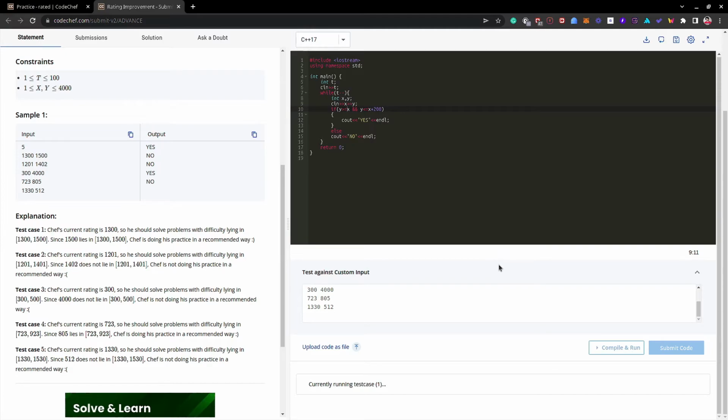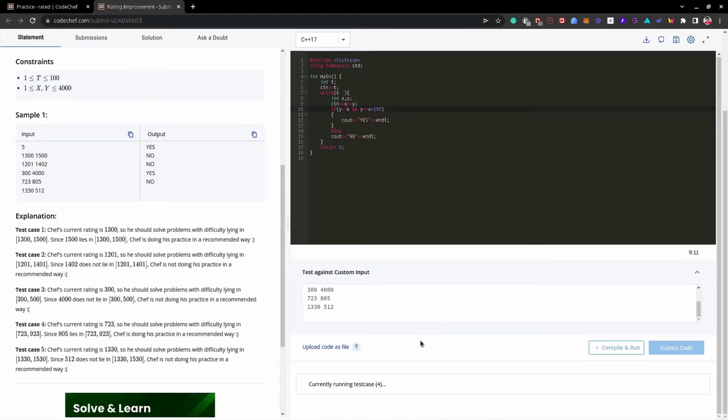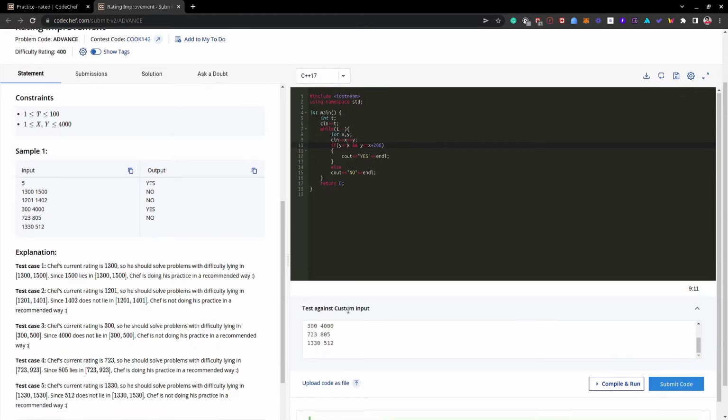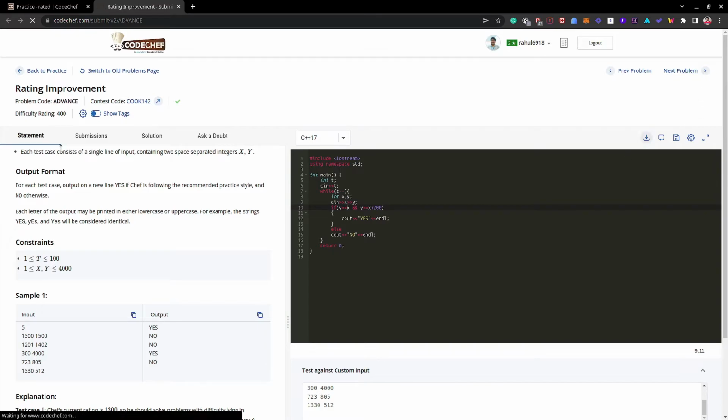So now submitting the code. This is difficulty rating 400, and yeah, correct answer. So now next problem.